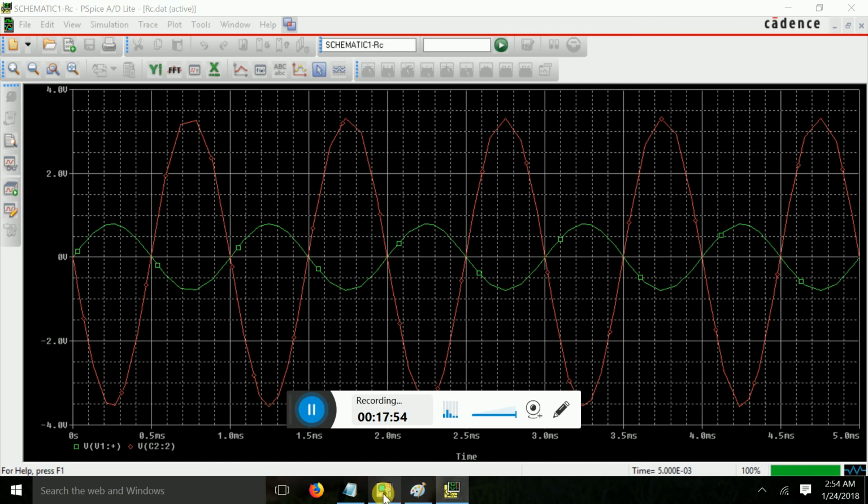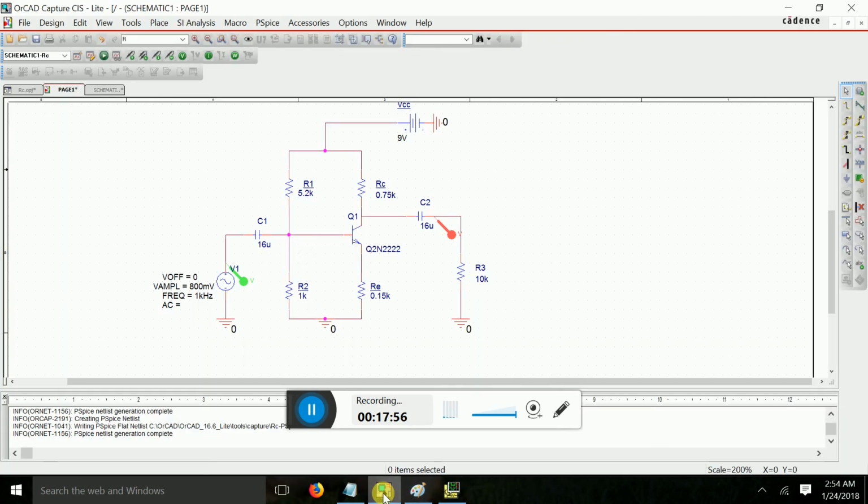Well, in the next video I will show you how to adjust the value of this capacitance and also add the bypass capacitance.